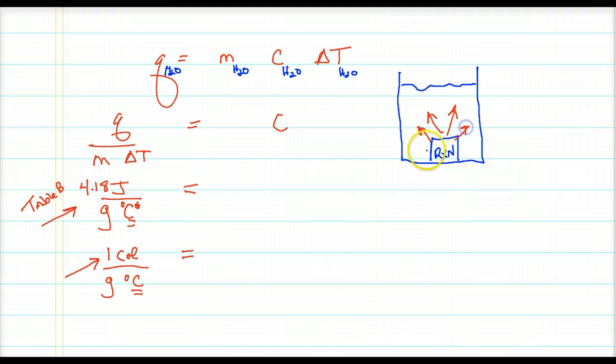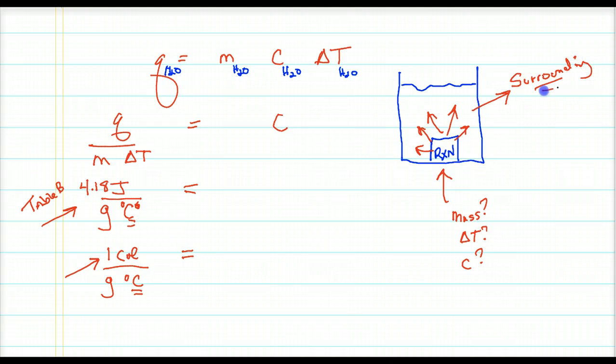Well, if it's an exothermic reaction, a chemical change occurred. That means I no longer have my original substance I was testing, which means I don't have its mass. I certainly don't have a temperature change for the substance. Its specific heat is something I could find. But what do I have? I have the surroundings, the environment. And this is an important concept. Surroundings is going to be the water. We're going to use the water as the environment.